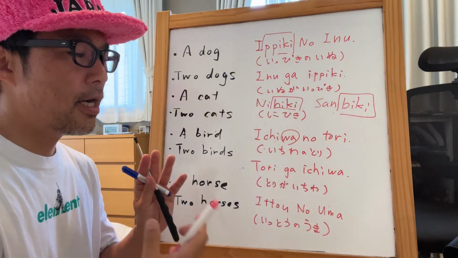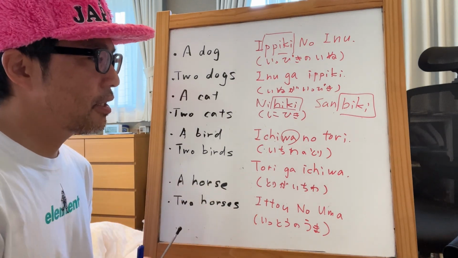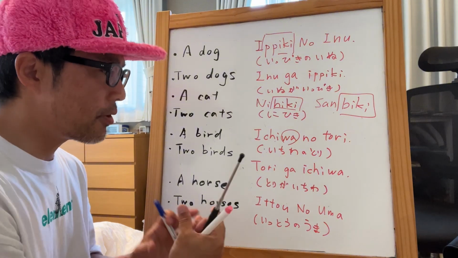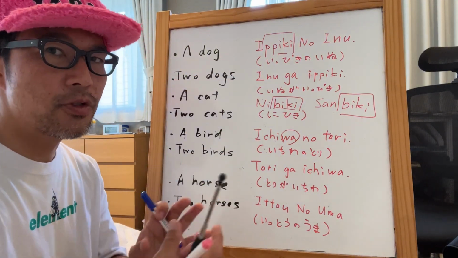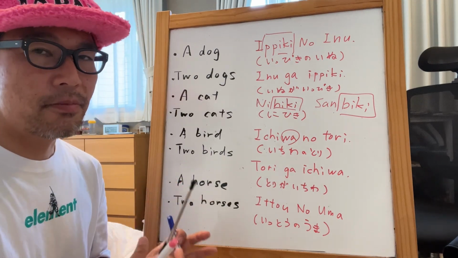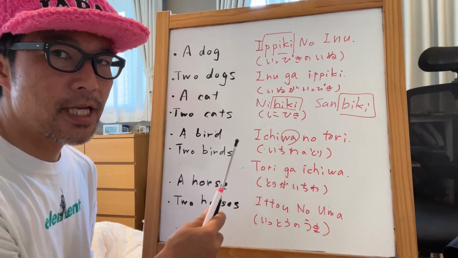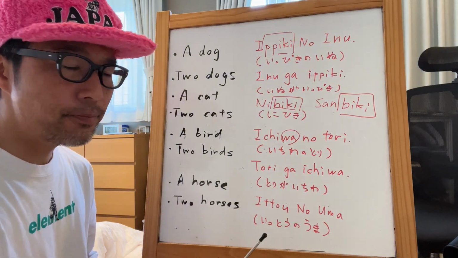as I taught you in the previous video: how to count numbers in Japanese from 1 to 100. So if you want to learn more about the basic numbers, just go to the previous video. 1, 2, 3, 4, 5, 6, 7, 8, 9, 10.